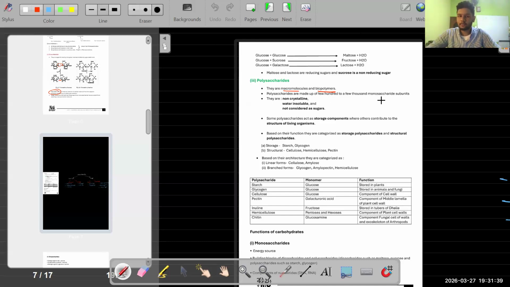They are also water insoluble. The normal sugar we find at our home, which is glucose, if we dissolve it in water, what happens? It will dissolve completely and form a homogeneous mixture. But if we try to dissolve a polysaccharide, it won't dissolve by itself, which means they are water insoluble. So lastly, they are not considered as sugars. These are the three features of polysaccharides.